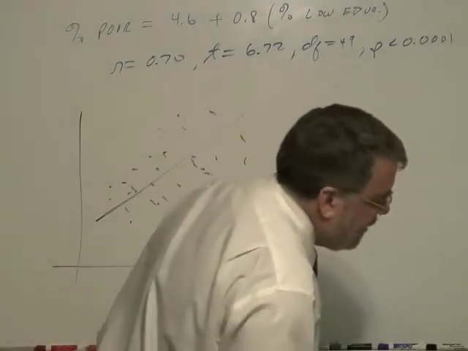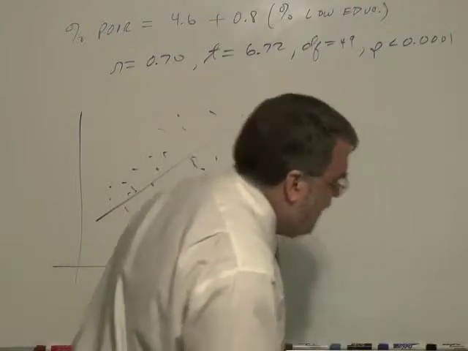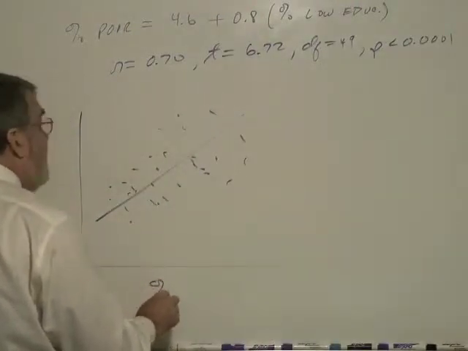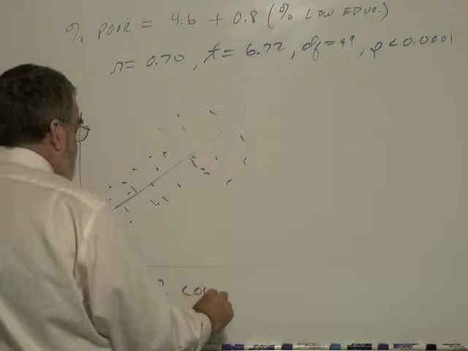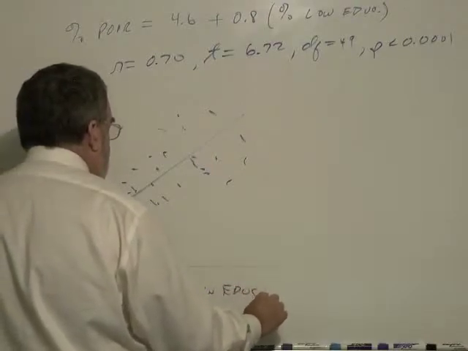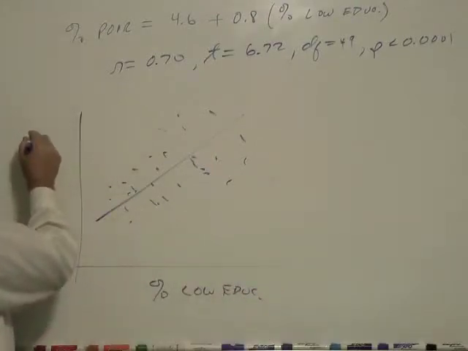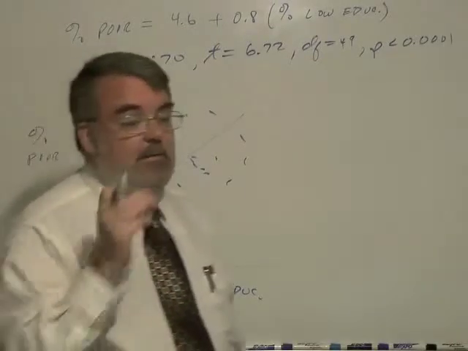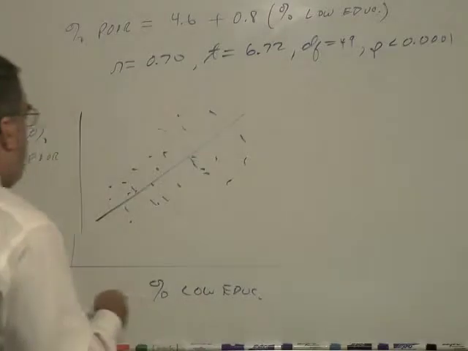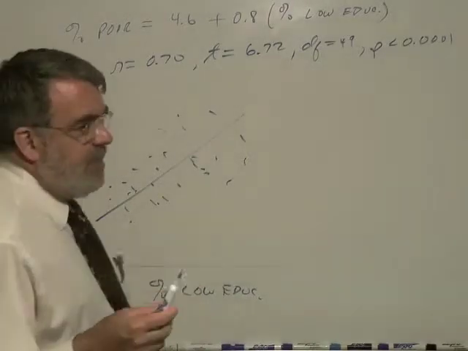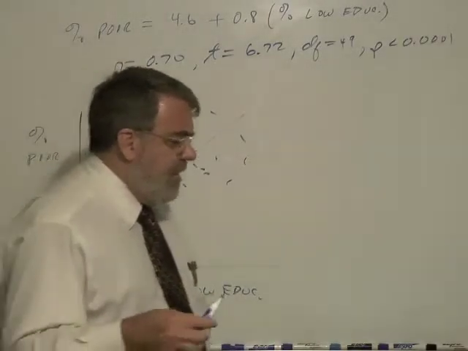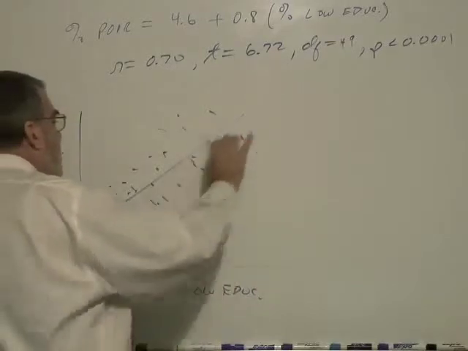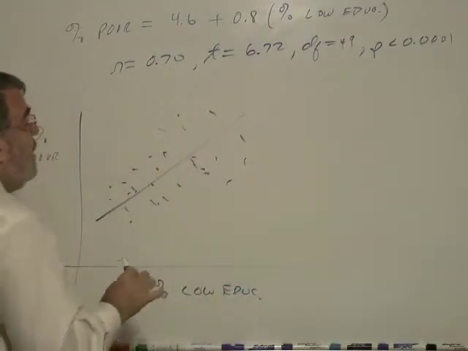And down below we have percent with 9th grade education or less. So percent with, I'll call it low education. And here's percent that are considered below the poverty level. So each point represents a state, one of the 51 states and District of Columbia. And it's rising. There's a positive correlation.